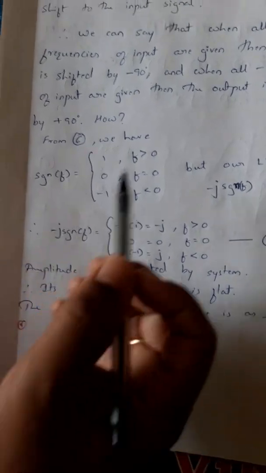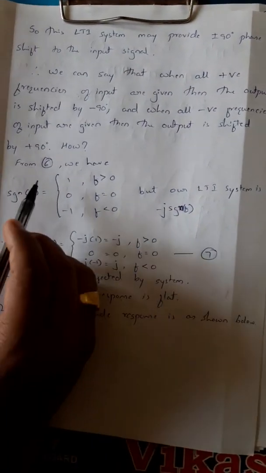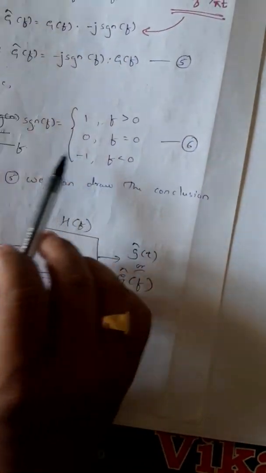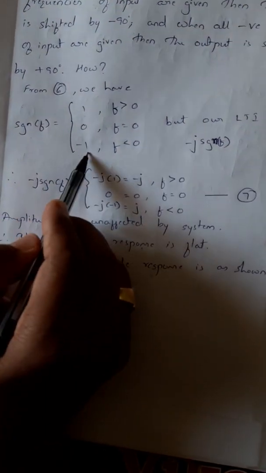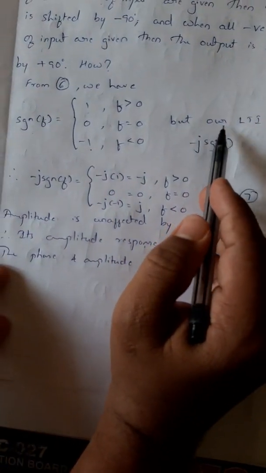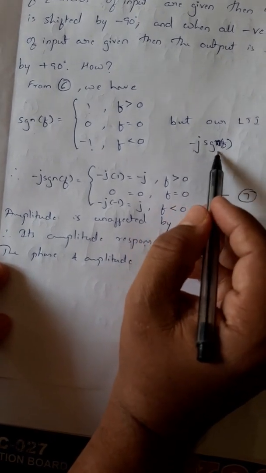So how can you say this? I'll take this from equation 6. What is the sixth equation? My sixth equation is the signum function. So from 6, what I'm going to do is take the signum function here, but our LTI system is minus j signum of f.